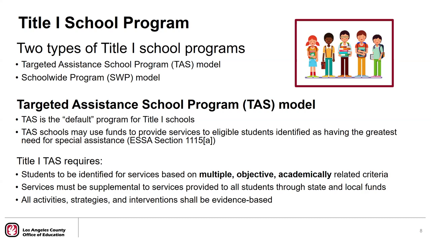The Targeted Assistance School Program model is the default program for Title I schools. In the Targeted Assistance School Programs, services are provided to eligible students based on multiple objective, academically related criteria. These services must be supplemental to what is being provided to all students at the school. And all the activities, strategies, and interventions must be evidence-based.